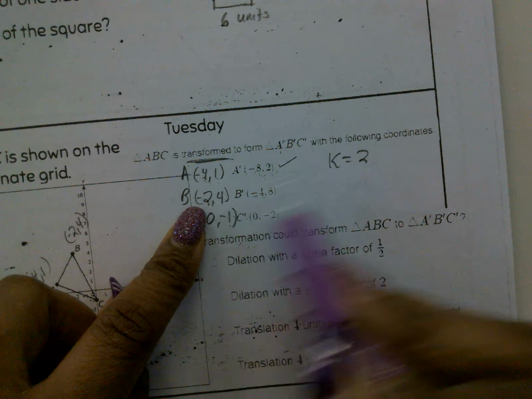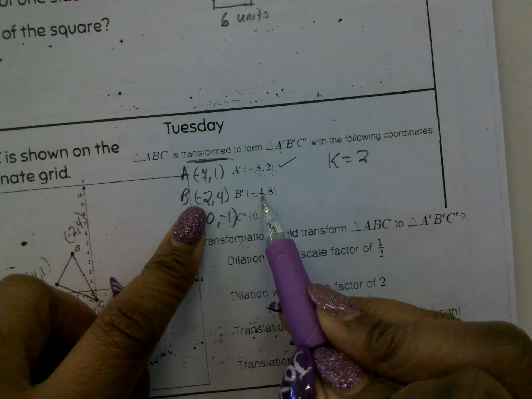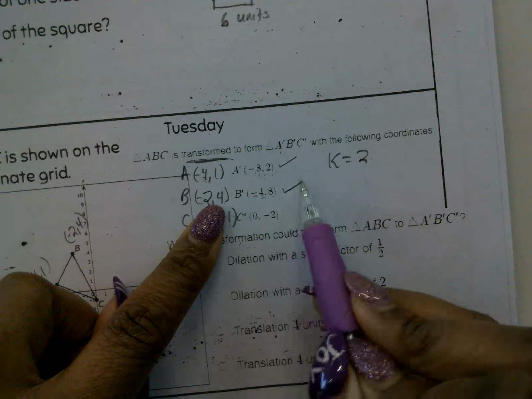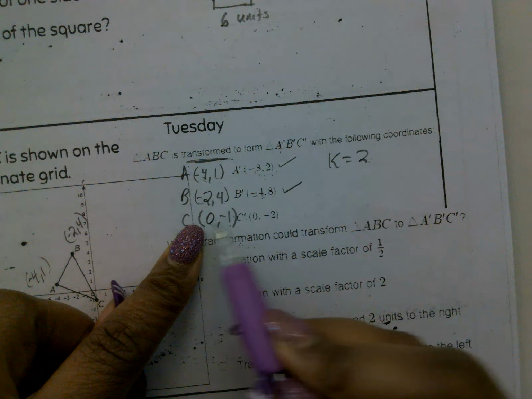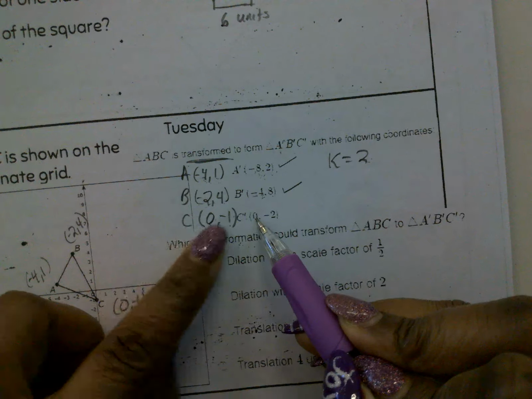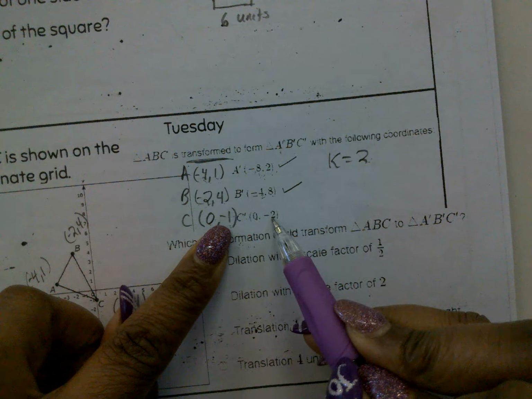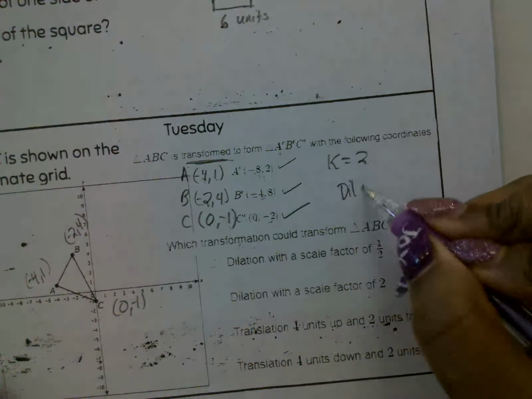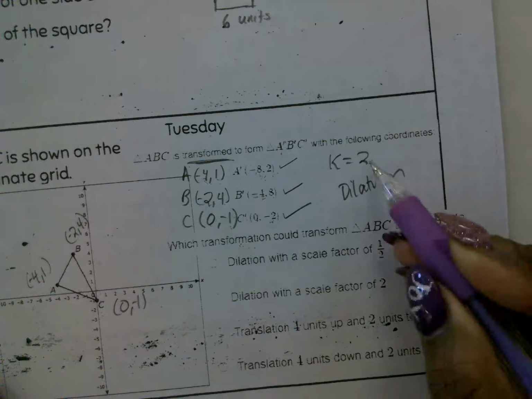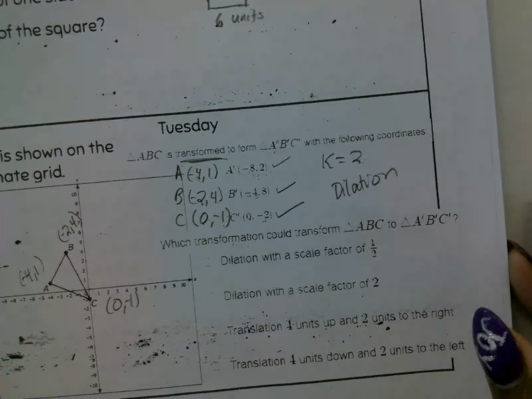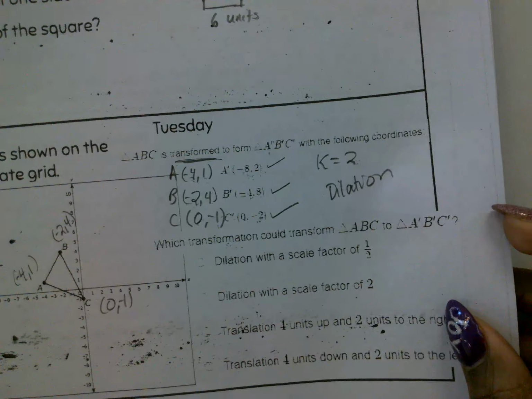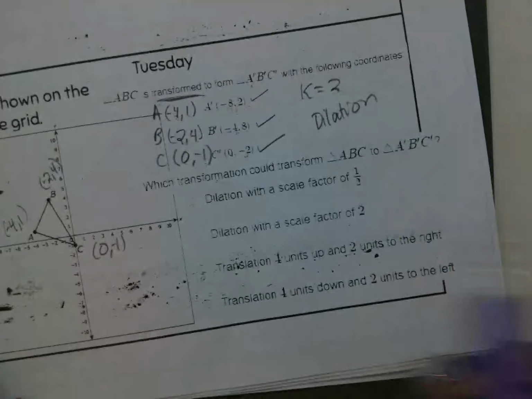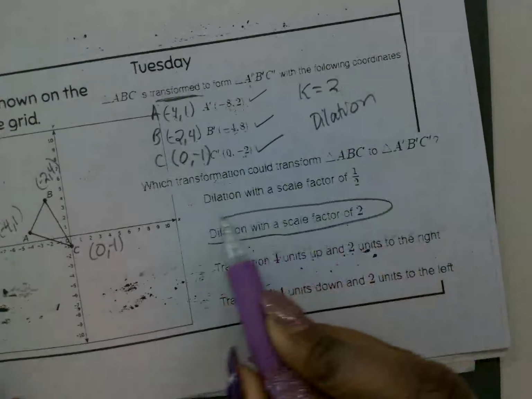If I multiply negative 2 times 2, that will give me a negative 4. If I multiply 4 times 2, that will give me 8. If I multiply 2 times 0, that's going to give me 0. If I multiply negative 1 times 2, that is going to give me a negative 2. So the transformation in this form is a dilation, and the scale factor K is going to be 2. Any questions about that? So our answer here is going to be a dilation with a scale factor of 2.